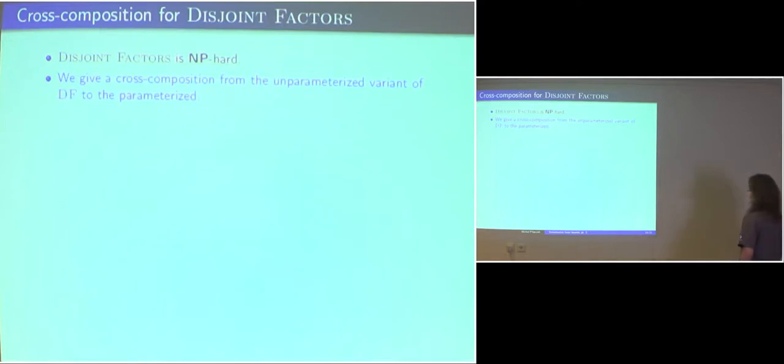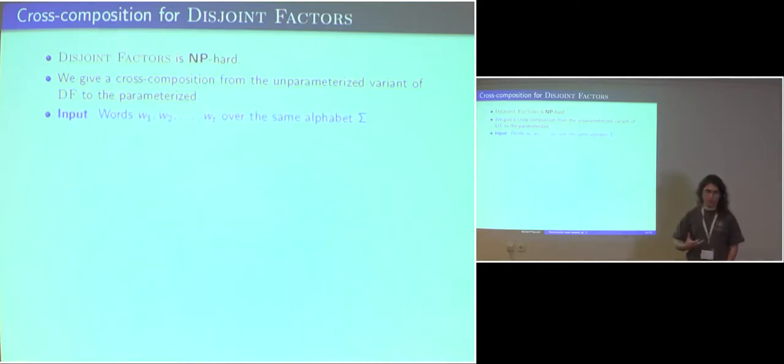And now we give a cross composition from the disjoint factors problem to itself, formally from the unparameterized disjoint factors to parameterized disjoint factors. Because it is NP-hard, it will show that disjoint factors themselves do not have a polynomial kernel or polynomial compression unless bad stuff happens. So the input to the composition is a sequence of words, W1, W2, up to WT, over the same alphabet.